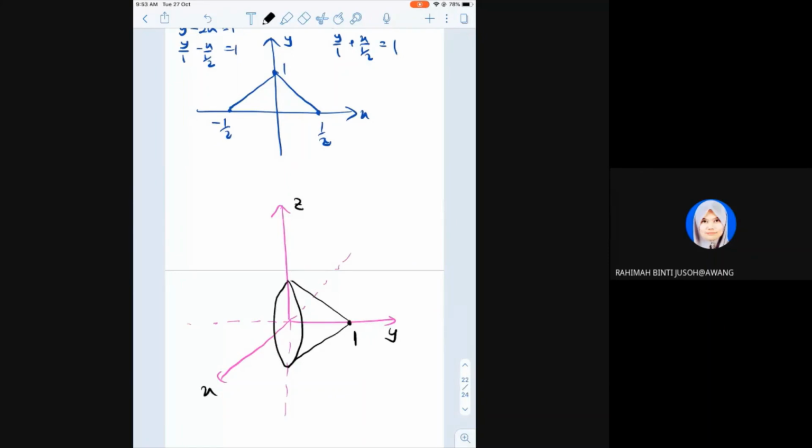Okay, as before it was 1 over 2, this one is also 1 over 2. 1 over 2 at X is also 1 over 2. At the back, negative 1 over 2. Of course, at the bottom here it is negative 1 over 2. Just like that. Understand, guys? Yes. Okay.